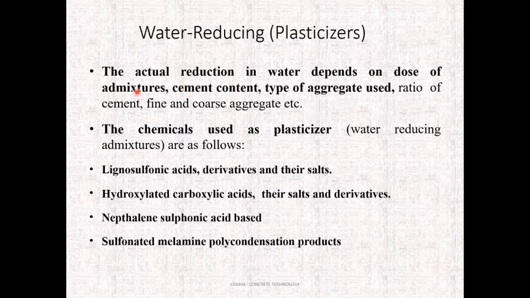Next one. The commonly used plasticizers are lignosulfonic acid, hydroxylated carboxylic acid, naphthalene sulfonic acid, and sulfonated melamine polycondensation products. Generally, the reduction in water depends upon the dosage of the admixture, cement content, and type of aggregate used. So it is usually a trial and error mix to determine the amount of reduction in water.